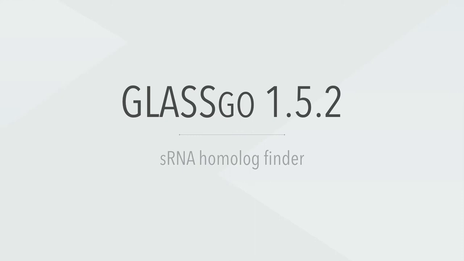In this video, we will talk about the latest installment of GLASSgo, which is a homolog finder for small RNAs, and we'll show how to use GLASSgo within the workflow platform Galaxy. This is the first part in which we'll learn how to install and set up GLASSgo for Galaxy. And in a separate video, we will work on a real use case.